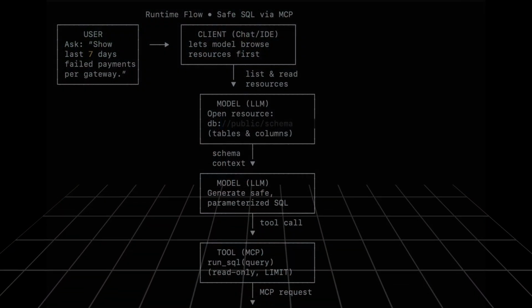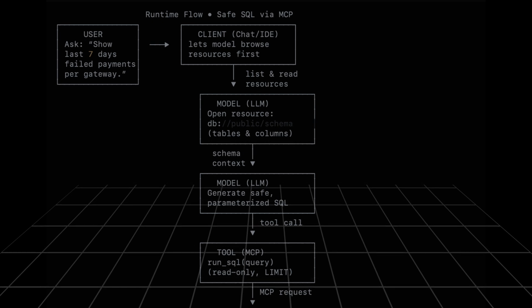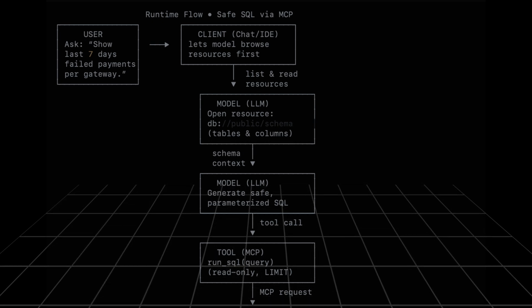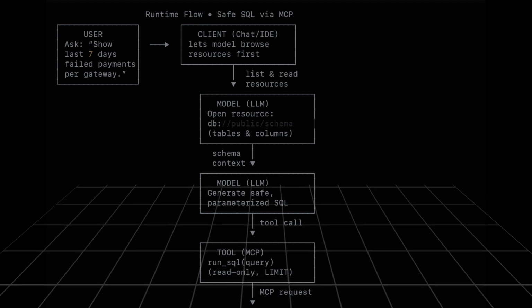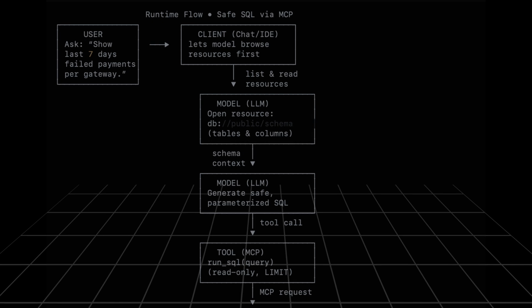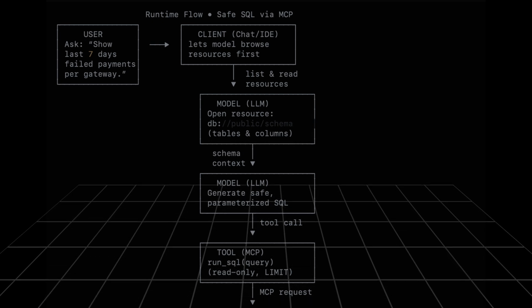You stand up a lightweight Postgres MCP server that exposes only what's safe: a schema resource, a read-only run SQL tool with this JSON schema, a view resource, and it allows restricted access to the public schema and caps row counts to avoid data exfiltration or runaway scans.